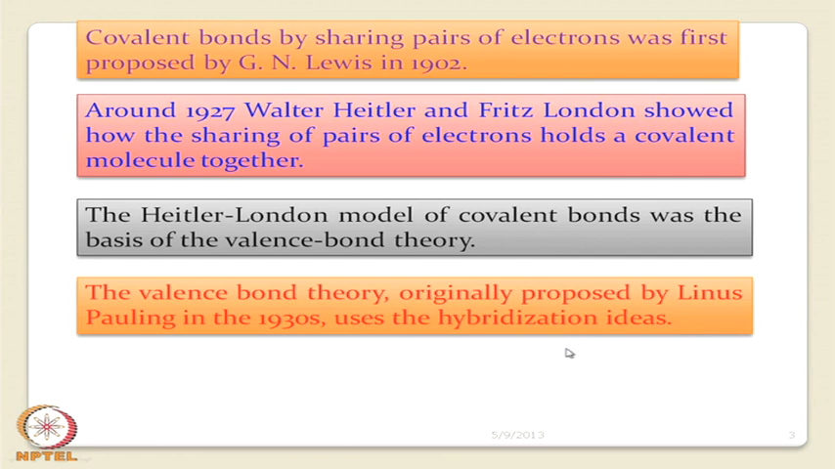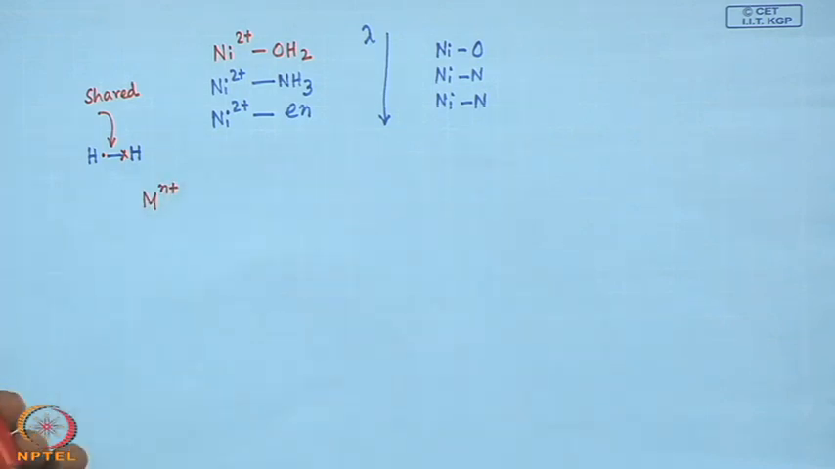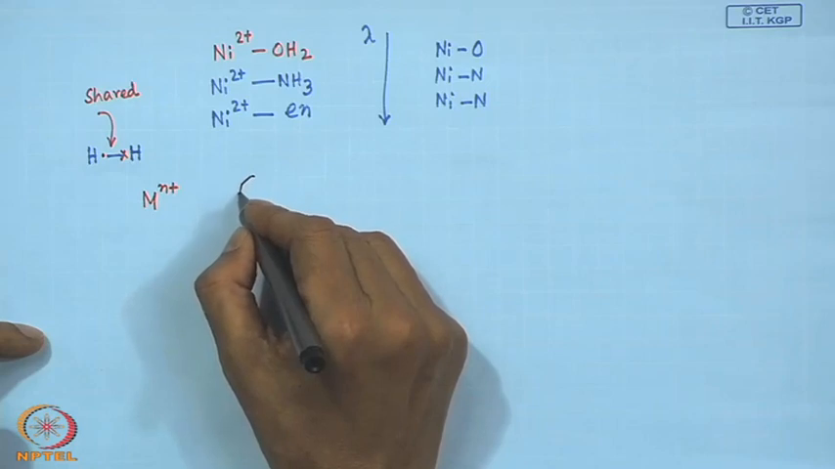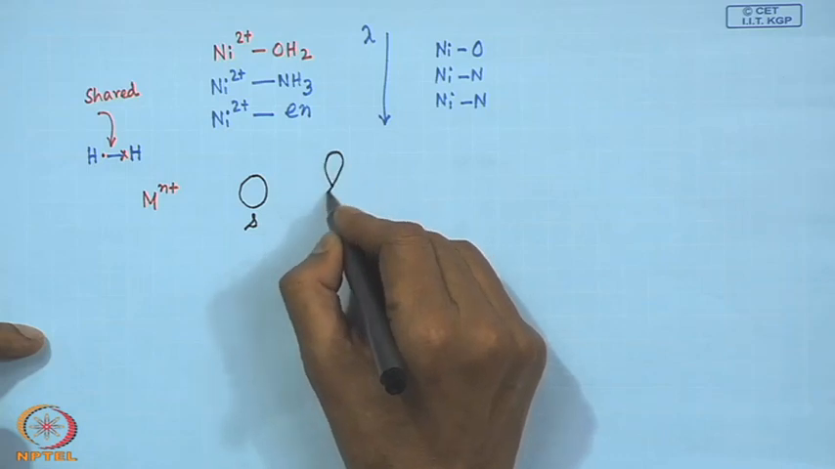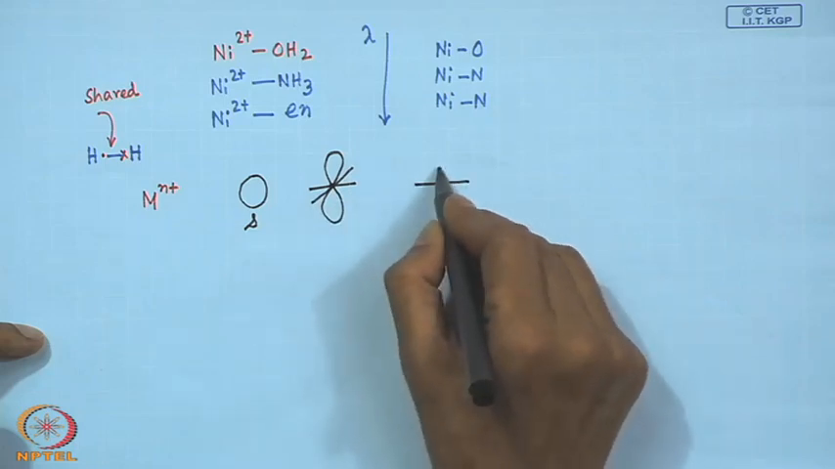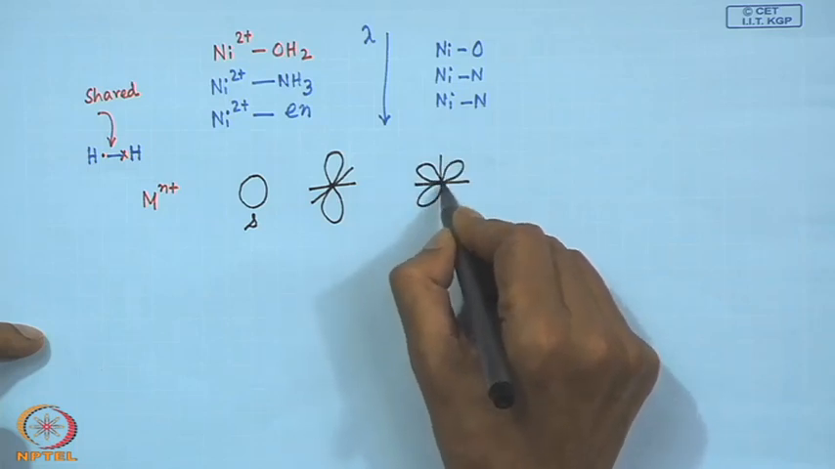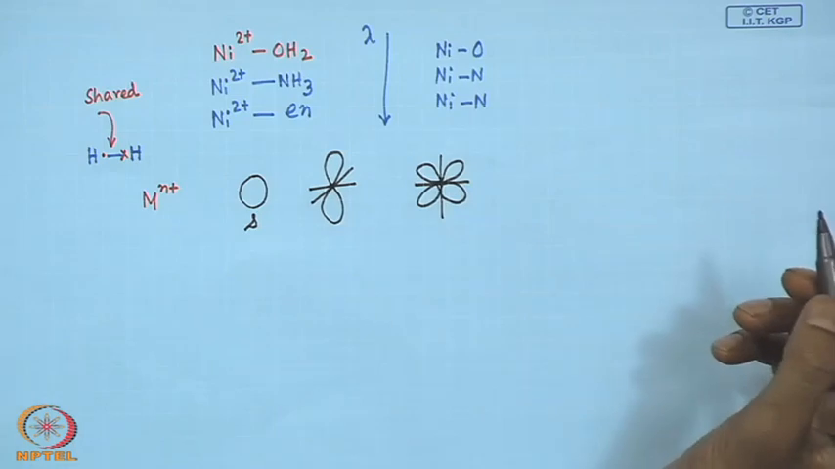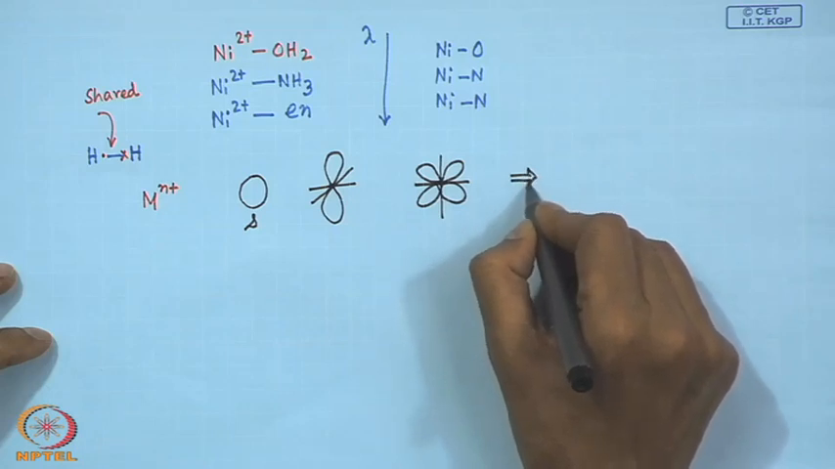So, hybridization of suitable orbitals, because we all know that whenever we have the metal ion or any other atom, we can have the corresponding orbitals. So, we can have the corresponding s orbital, we can have the corresponding different p orbitals and different d orbitals. So, these orbitals are involved in hybridization.